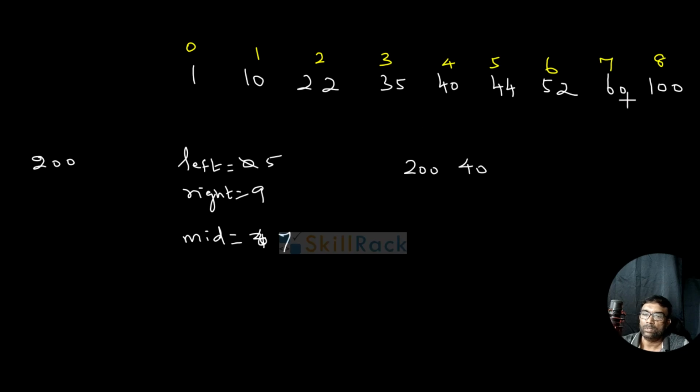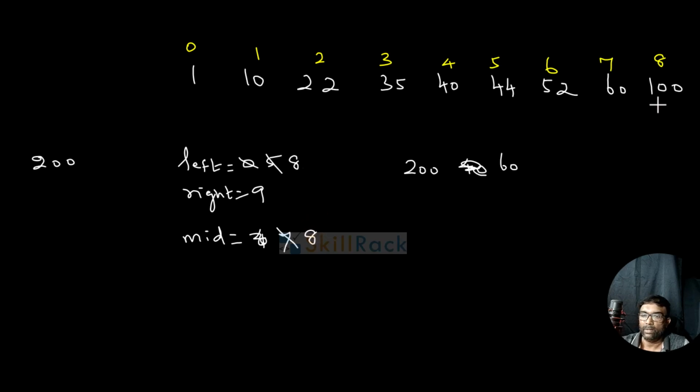So now, what is the value at index 7? It is 60. You are comparing. Still 200 is greater. So left is equal to mid plus 1, which is 8. So 9 plus 8, which is 17 by 2. Mid will become 8. It will be 8.5, but in integer arithmetic, it will be 8.